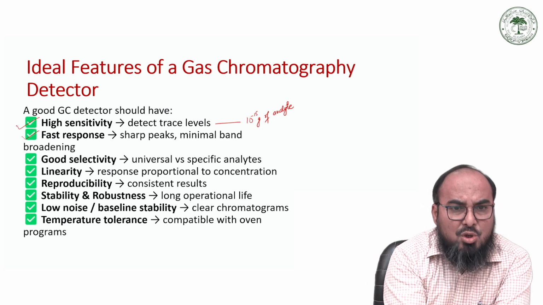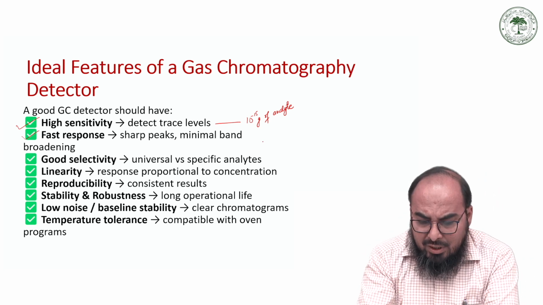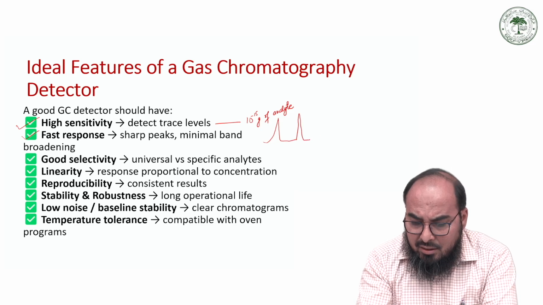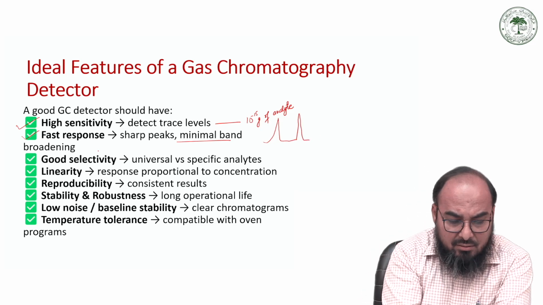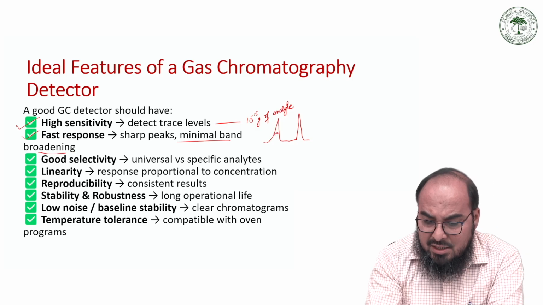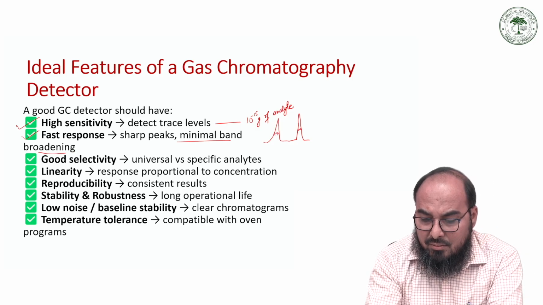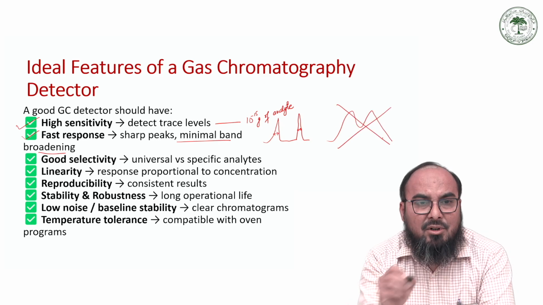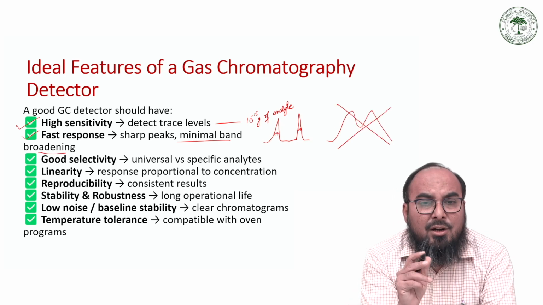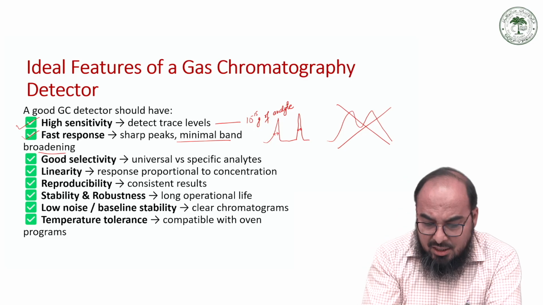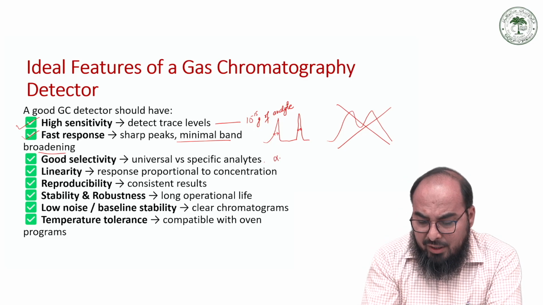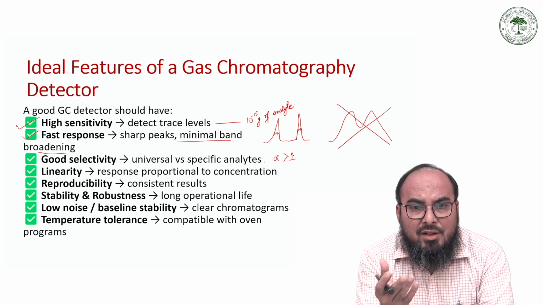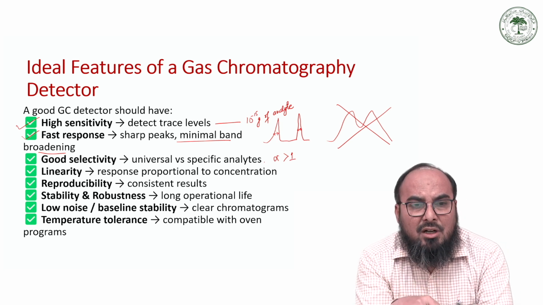Similarly, fast resolution, that is you will get sharp peaks, and the band broadening must be minimal, as small as possible. You have to avoid that, it is not advisable. Similarly, good selectivity, that is alpha must always be greater than 1. We will see that in terms of the universal detector.